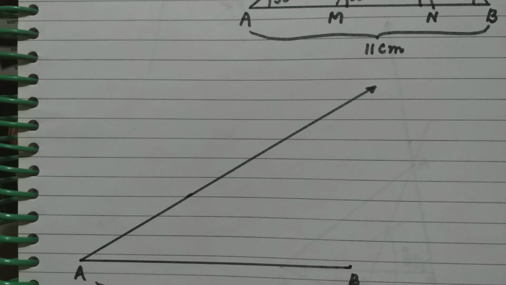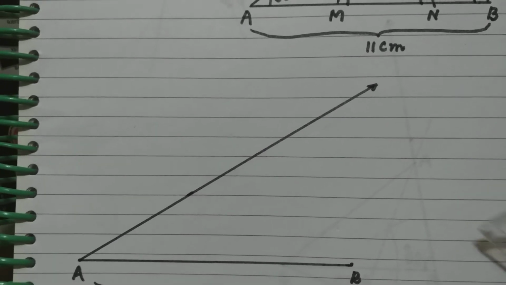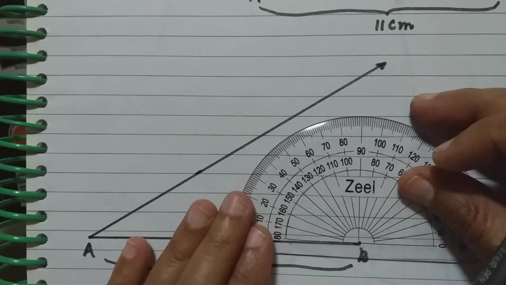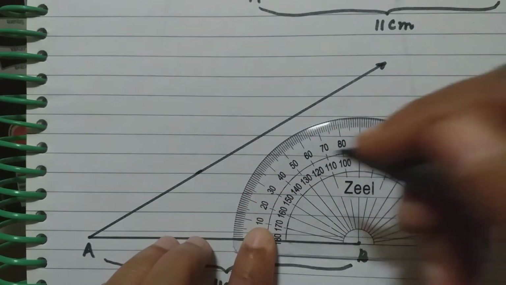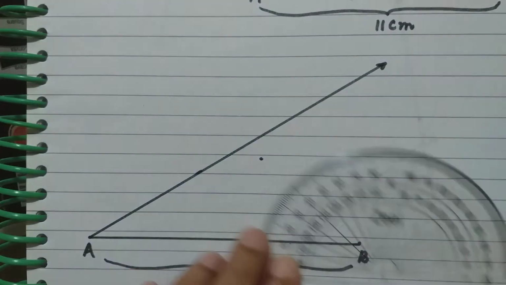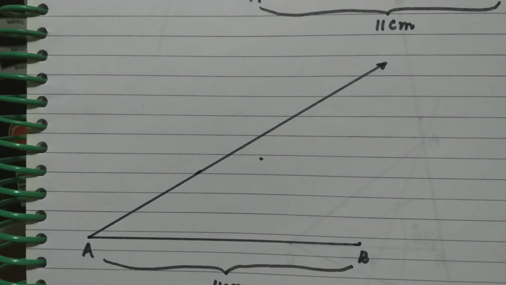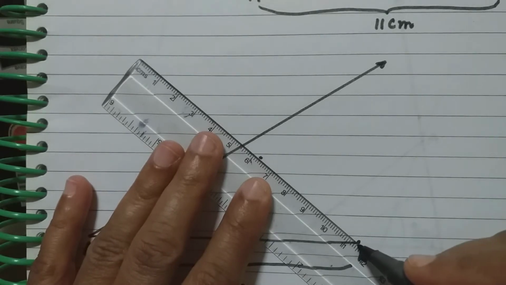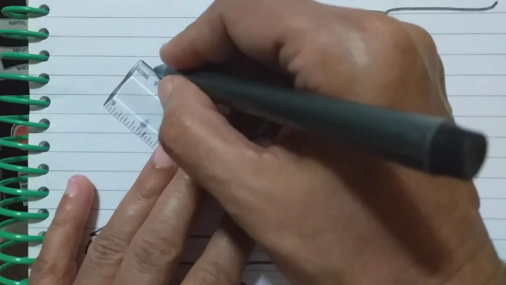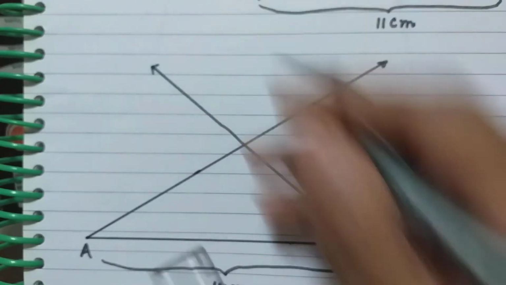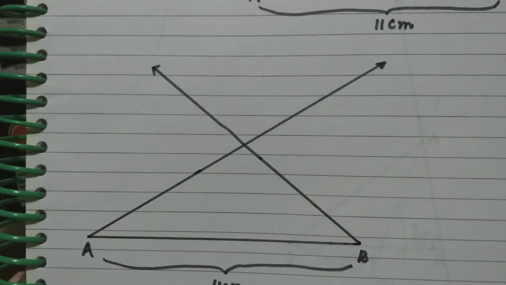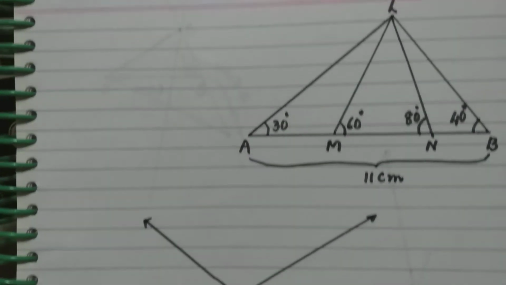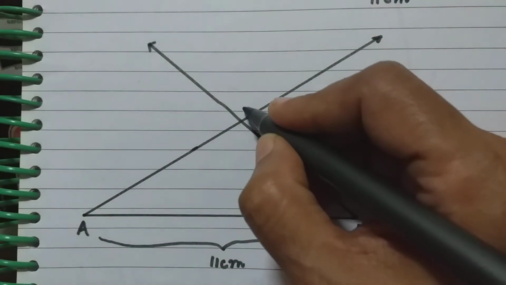Also we keep the protractor at B now. At B the angle should be 40 degrees. So we keep the protractor at B. Measure 40 degrees. Draw a ray passing through the vertex B and this point. We get now the vertex at top. The vertex on top is the vertex L. So we write L here.